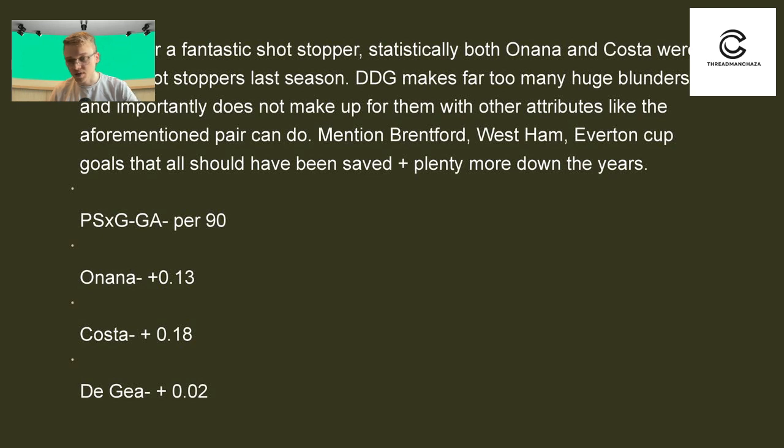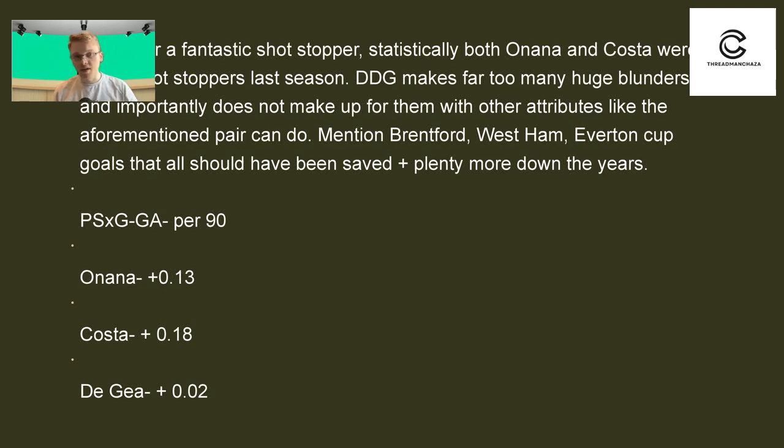rather than shot stopping. So shot prevention via the metrics we looked at before, sort of the indicators in terms of sweeping, stopping crosses, claiming crosses. Can you prevent a shot from even coming in the first place by being proactive? Yes, you will make mistakes.